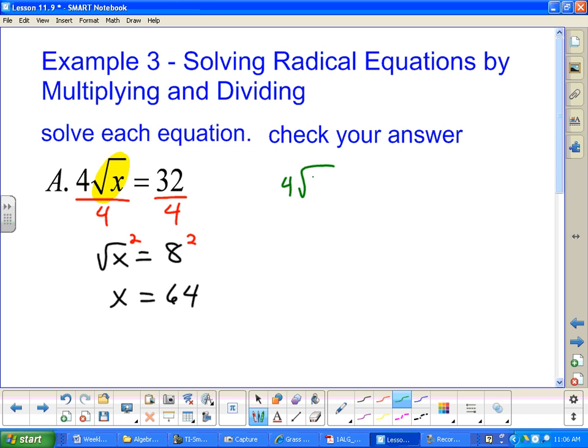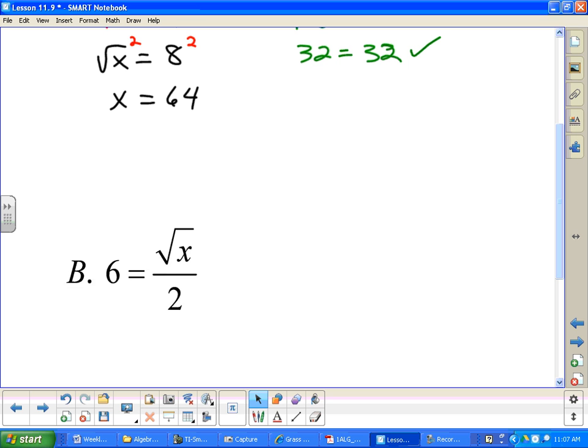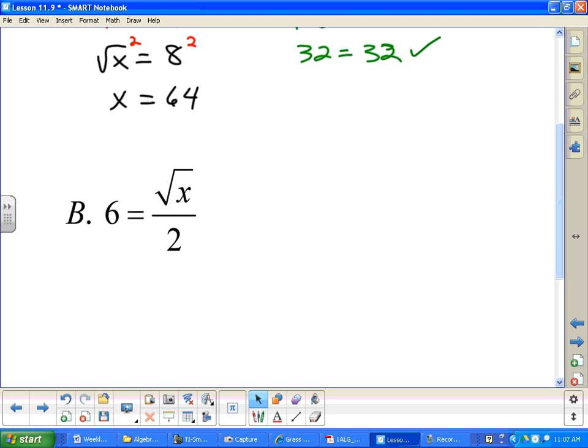So 4 times the square root of 64 equals 32. 4 times 8 is 32. So 32 does equal 32. I checked it, got it right. Okay. Having a good day. I'm getting them right. So if we start out multiplying or dividing by the radical also, our first step is going to be to undo that multiplication or division. Okay. So here we got letter B.